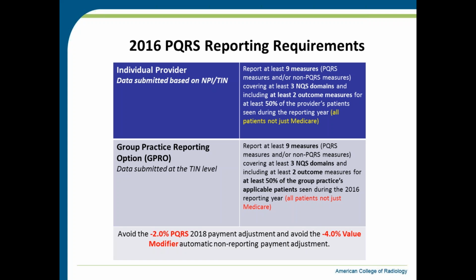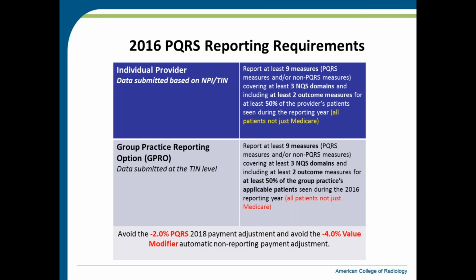The reporting requirements are here for your reading. Essentially, we ask that regardless of individual provider or group reporting, that you report at least 9 measures across 3 NQS domains. Of those 9 measures, at least 2 of them should be outcome measures. And of all the data that you submit to our registry, you have to submit it on at least 50% of all of your patients. That includes Medicare and non-Medicare patients.